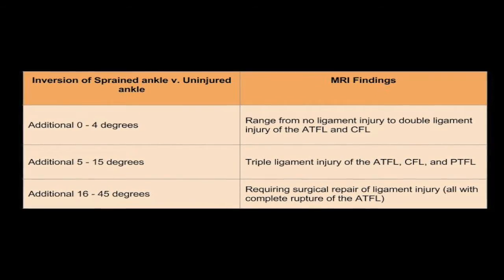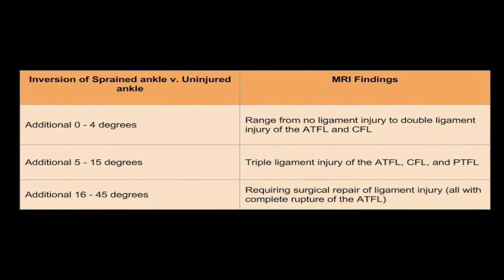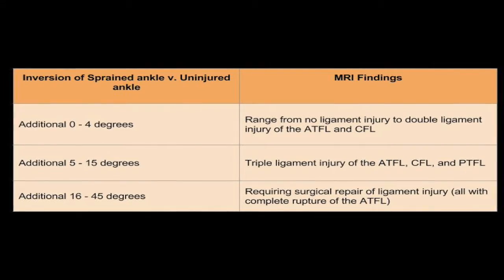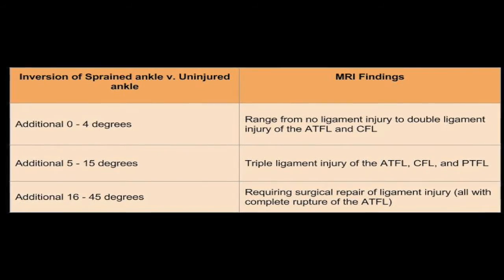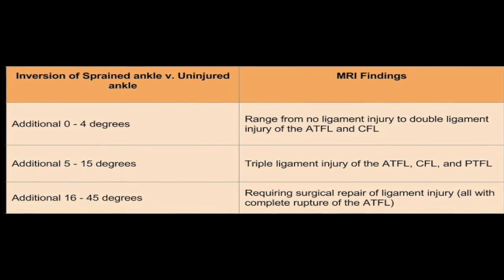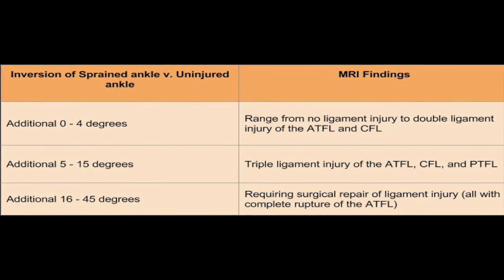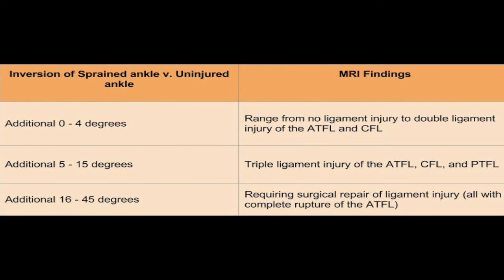A Talar Tilt Test between 5 and 15 degrees difference correlated with a triple ligament injury of the ATFL, CFL, and PTFL. And a Talar Tilt between 16 and 45 degrees difference required surgical repair of the ligament injury, with all having a complete rupture of the ATFL.